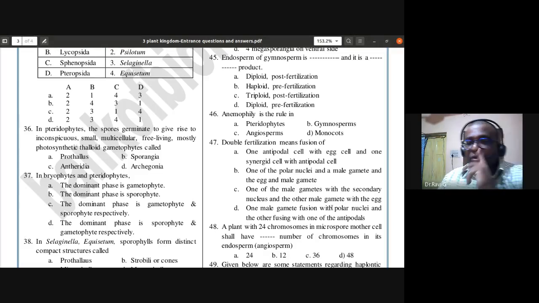Let me again go through it. One male gamete fusing with the polar nuclei and the other fusing with one of the antipodals, that is wrong. So C is the answer. So even though your answer key gives D as the answer, C is the answer. So one of the male gametes fuses with the secondary nucleus and the other male gamete with the egg cell. That is the right answer, C.